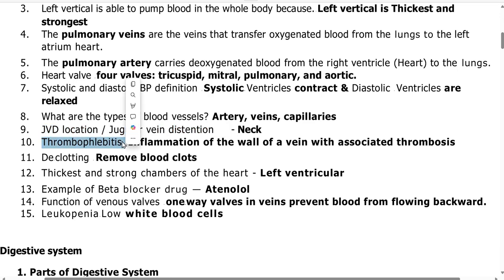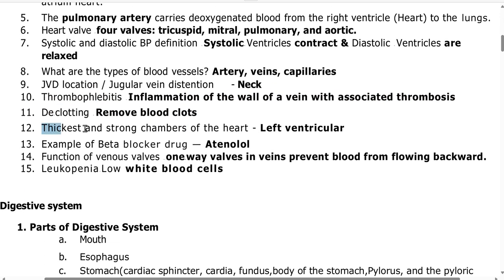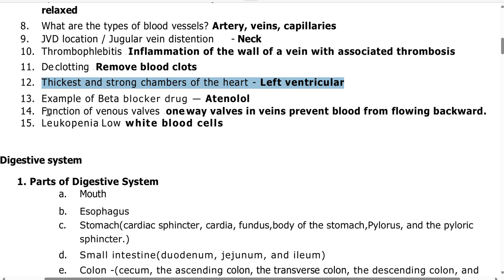10. Thrombophlebitis, inflammation of the wall of a vein with associated thrombosis. 11. Declotting, remove blood clots. 12. Thickest and strongest chamber of the heart: left ventricle. 13. Example of beta blocker drug: atenolol.